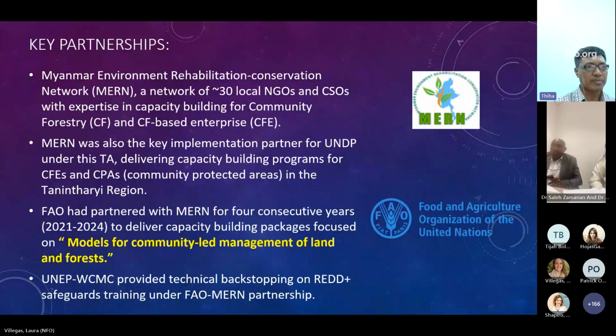It's very important to note that the success of our capacity building work was largely dependent on these partnerships. Our main partner was the Myanmar Environment Rehabilitation Conservation Network, which is a network of approximately 30 local NGOs and CSOs with expertise in community forest and community forest-based enterprise. MERN has also been the key implementation partner for UNDP, which is the other executive agency of this technical assistance.